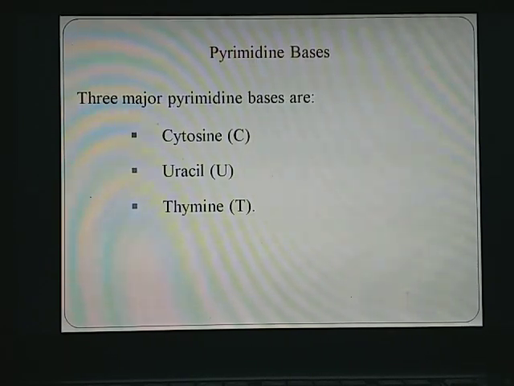Then the pyrimidine bases. There are three major pyrimidine bases: cytosine, uracil, and thymine. Cytosine is a pyrimidine base present in both DNA and RNA. Uracil is the pyrimidine base exclusively present in RNA, and thymine is the pyrimidine base exclusively present in DNA.